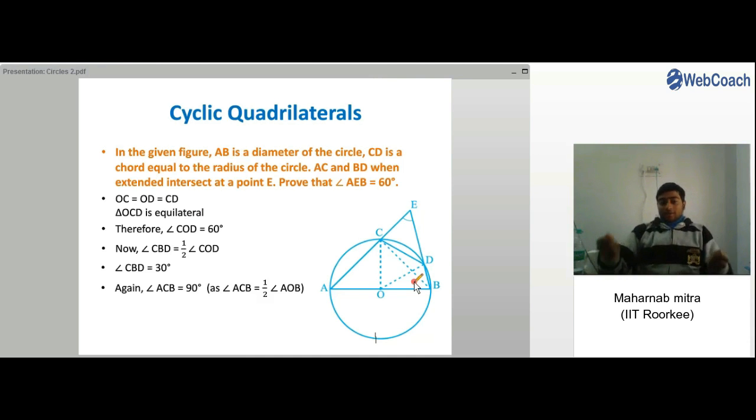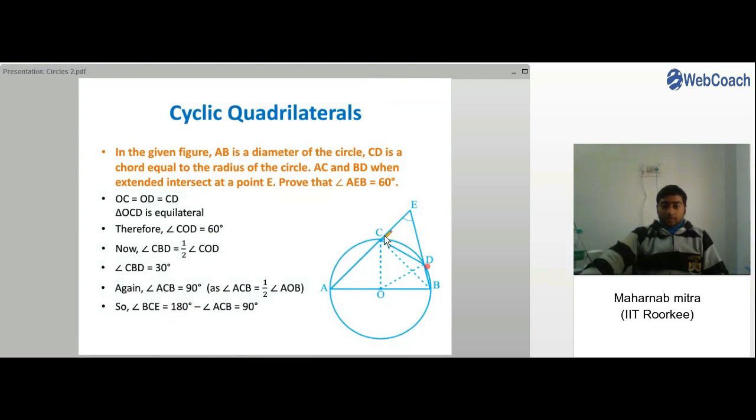And also you can see this arc AB subtends an angle at C, which is at the circumference. Now, the angle subtended by the arc AB at the circumference is always half of the angle subtended by this arc at the center. So the angle subtended at the center is 180 degrees, and the angle subtended by the same arc on the circumference will be 90 degrees. So we get angle ACB equal to 90 degrees, as ACB equals half of angle AOB. So we have used the same theorem twice.